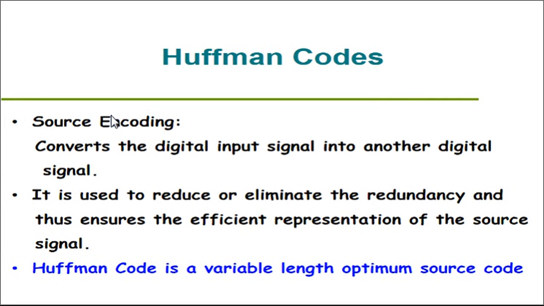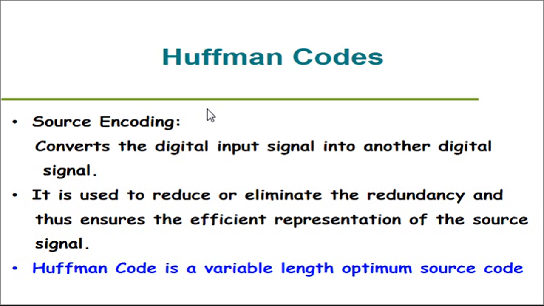Today we will be discussing the Huffman codes. We already have seen that in digital communication system, source encoding is very important. It is the first part of the digital communication system. Source encoder converts the digital input signal into another digital signal. It is required because the original signal may have redundancy.